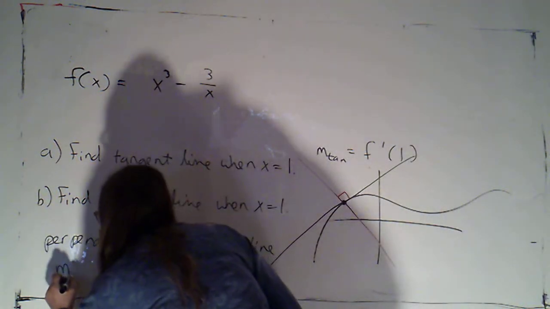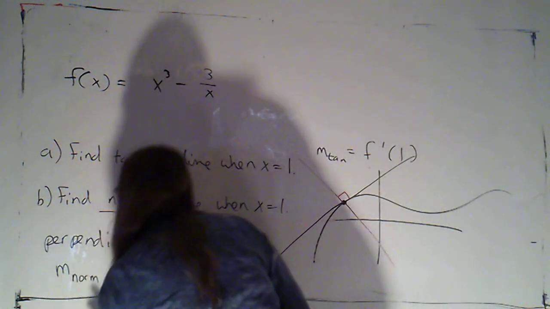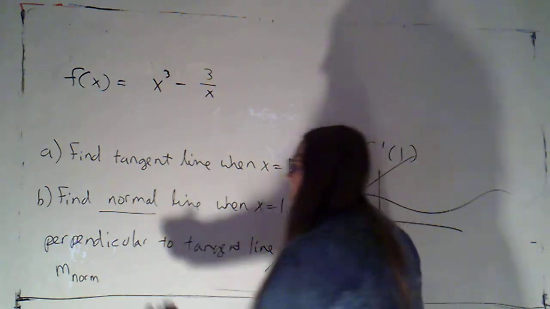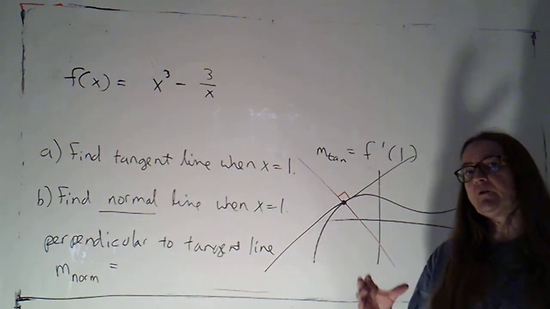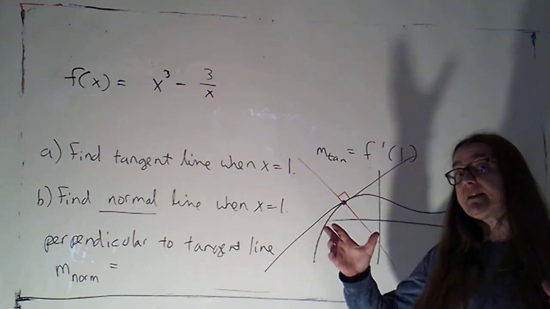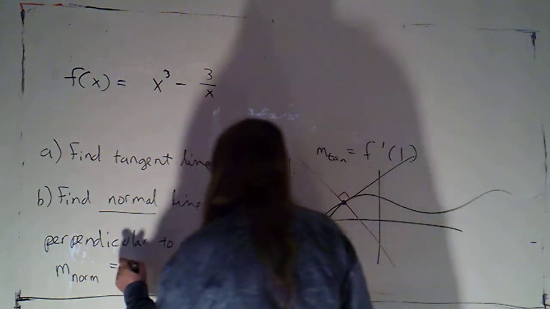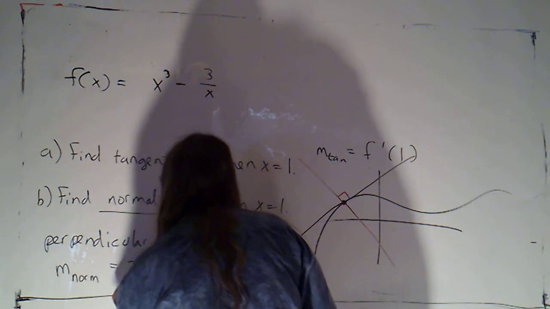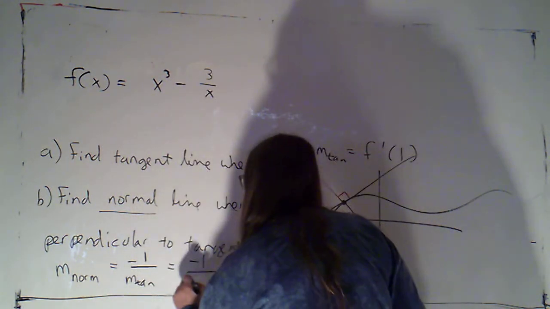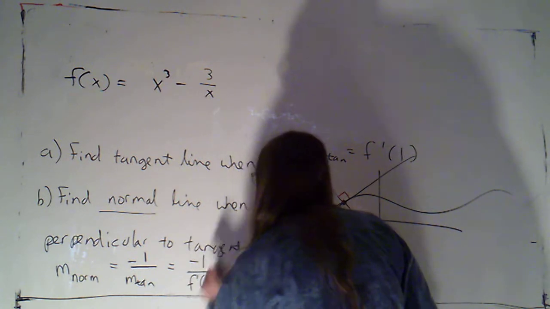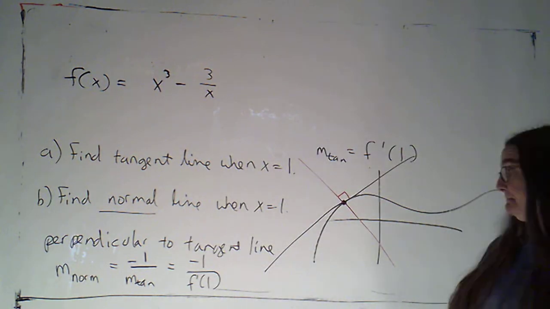So I'm just going to write m sub norm for the slope of the normal line. And the rule is, when two lines are perpendicular, their slopes are opposite reciprocals of each other. So this is the opposite of the reciprocal of the slope of the tangent line, or the opposite of the reciprocal of f prime at 1.